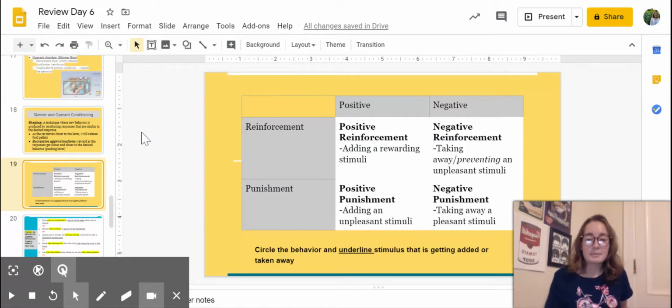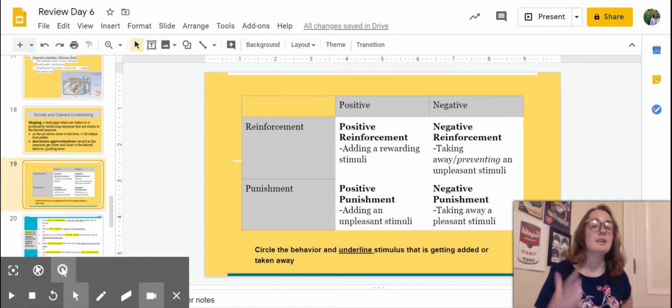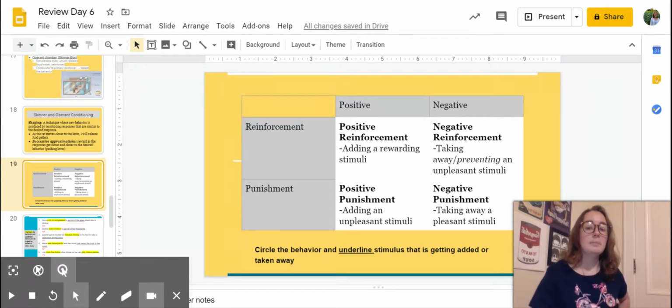Okay, so now this is the stuff that we were not about, but it's going to be good. So we have the different types of reinforcement and punishment. Let's start first. Reinforcement is something that encourages you to do a behavior again. It increases the likelihood of you repeating that behavior in the future. Punishment is something that's going to decrease the likelihood of you doing that behavior in the future. If you're punished, you're not going to want to do that behavior and go through it again.